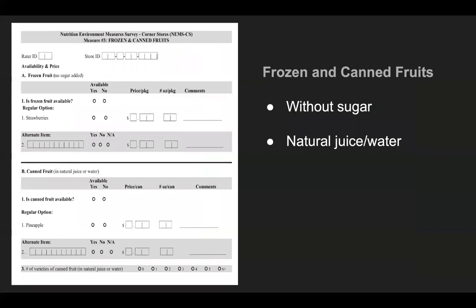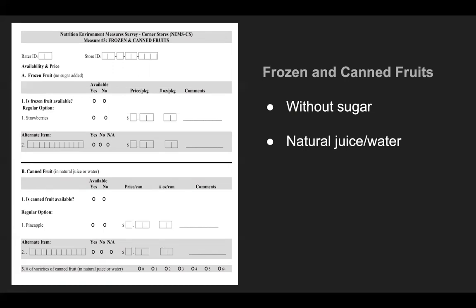Next, we're going to go on to frozen and canned fruits. So for frozen fruits, the first one we're looking for is strawberries. It was about 50-50 in my experience of if I saw strawberries or not. Again, you need to have no sugar added in the frozen fruit. Most frozen fruit doesn't have any sugar added, but just double check the back of each frozen fruit to make sure. There shouldn't be a lot of frozen fruits. Usually I saw only like 3 different kinds. So just quickly flip them over, make sure there's no added sugar.